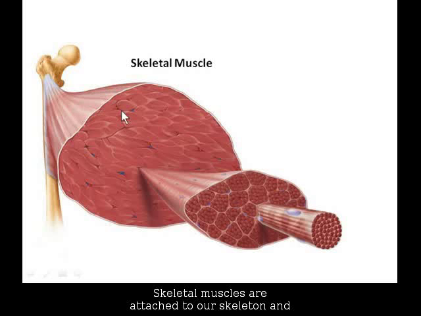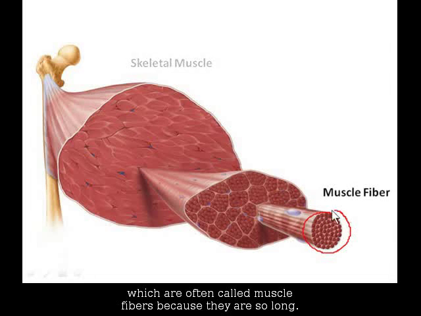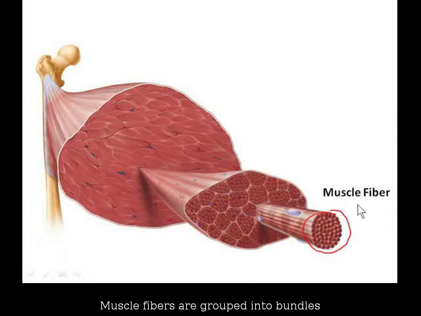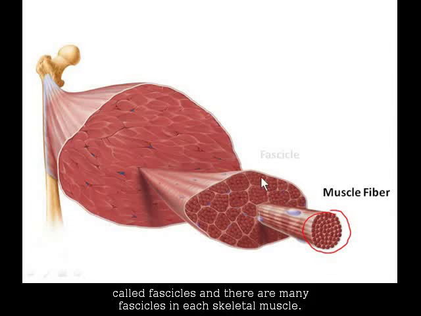Skeletal muscles are attached to our skeleton and aid in voluntary movement through contractions and relaxation of skeletal muscle cells, which are often called muscle fibers because they're so long. Muscle fibers are grouped into bundles called fascicles, and there are many fascicles in each skeletal muscle.